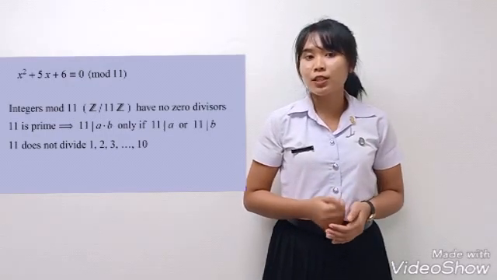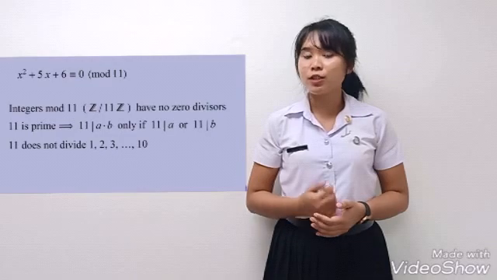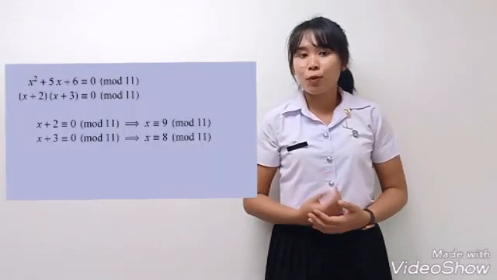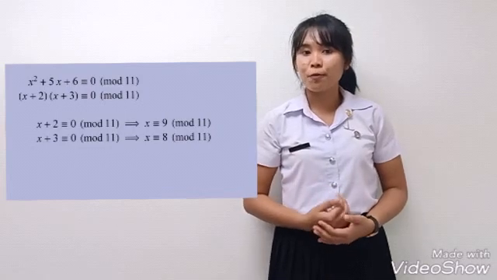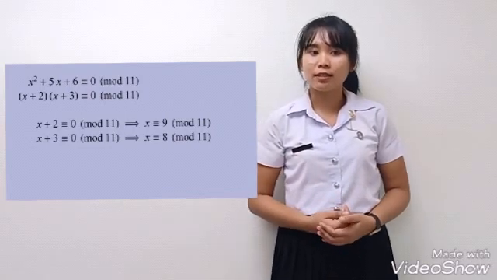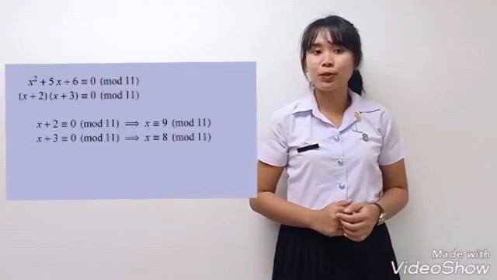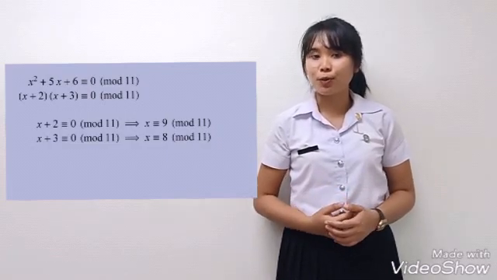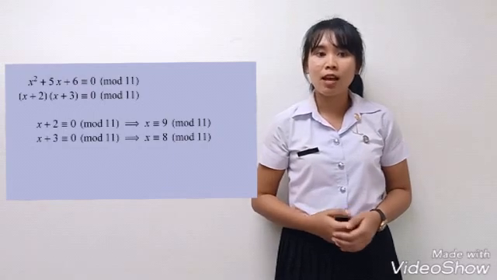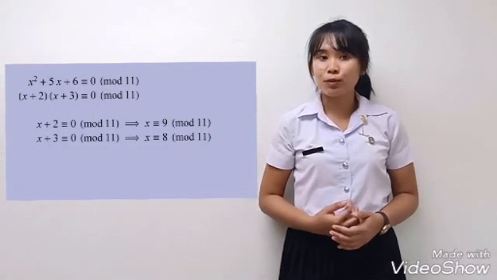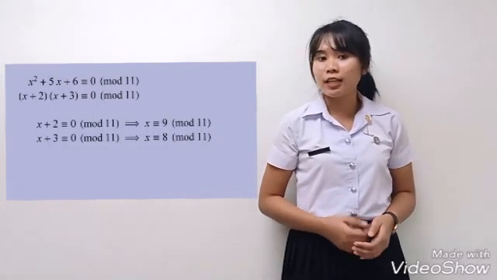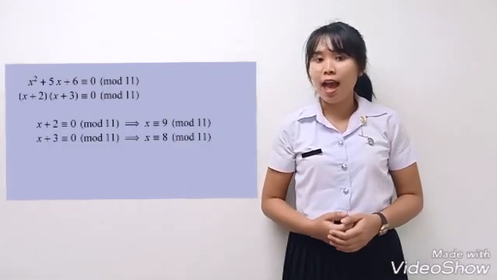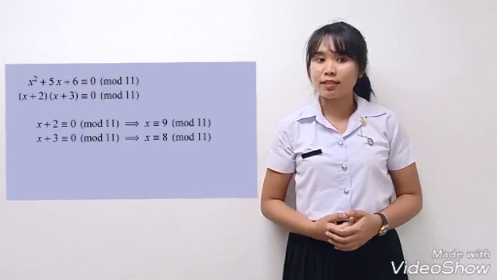So this ring does not have any zero divisors. Like before, we can factor the left-hand side, giving us (x + 2)(x + 3) ≡ 0 mod 11. Setting each term to 0 gives us x equal to 9 and x equal to 8.